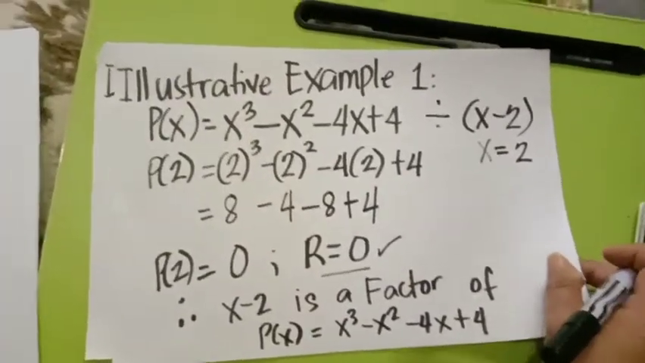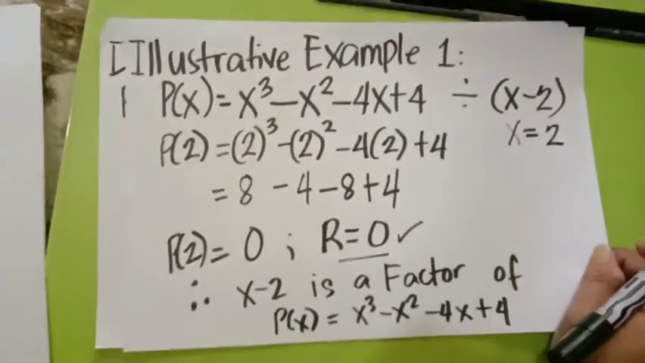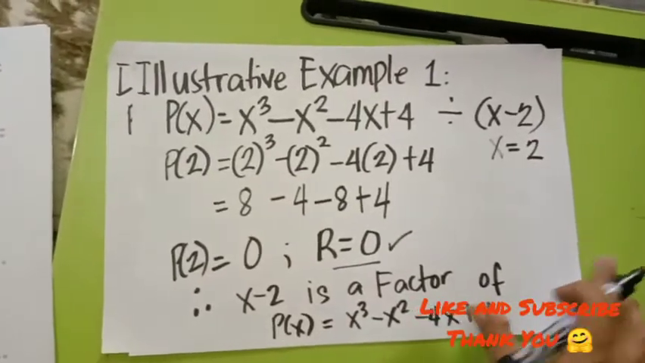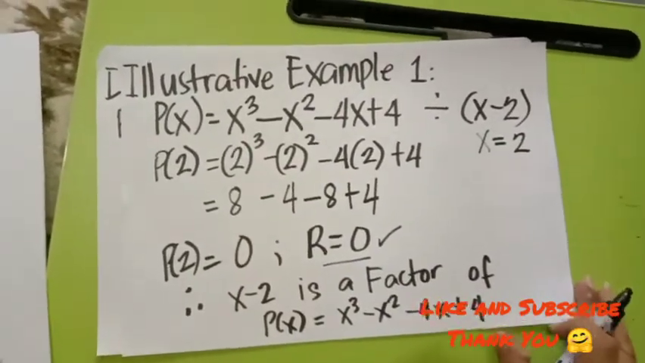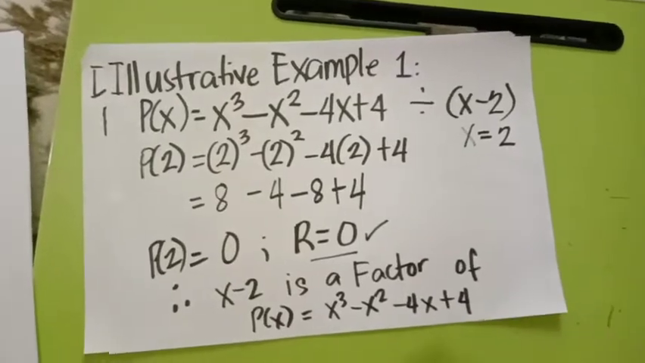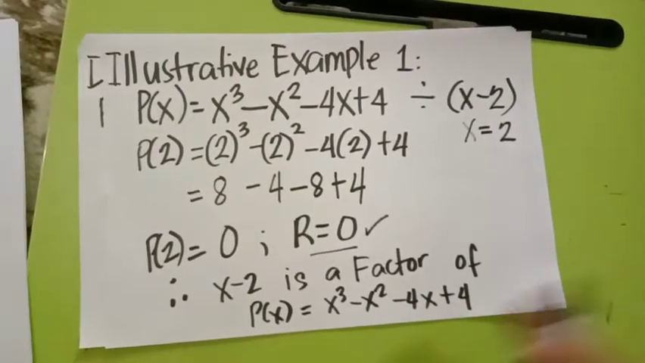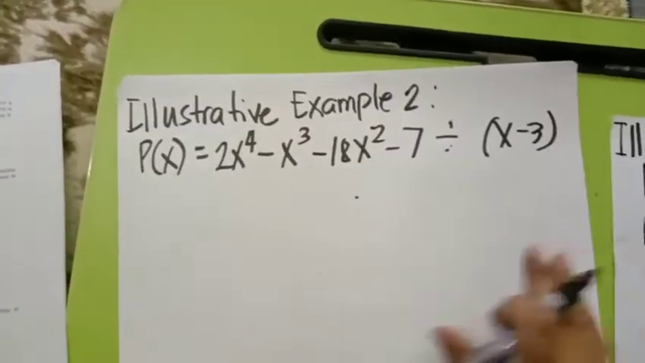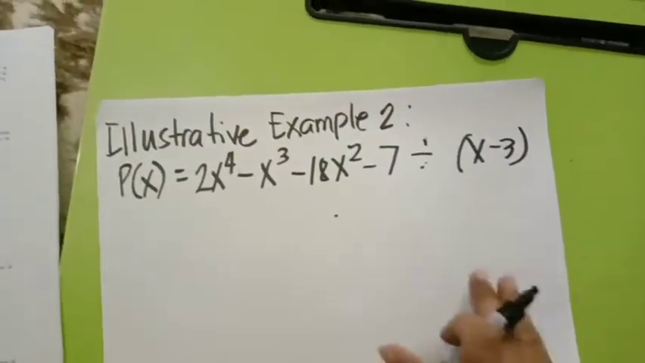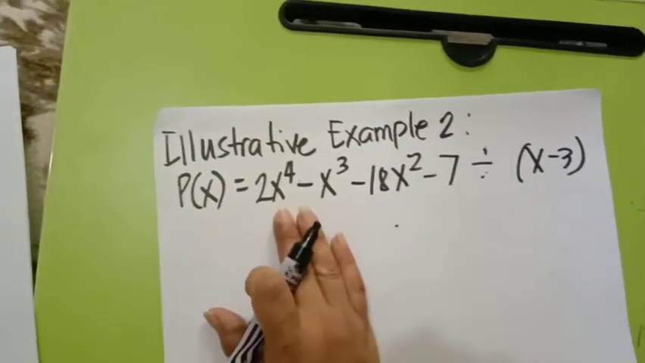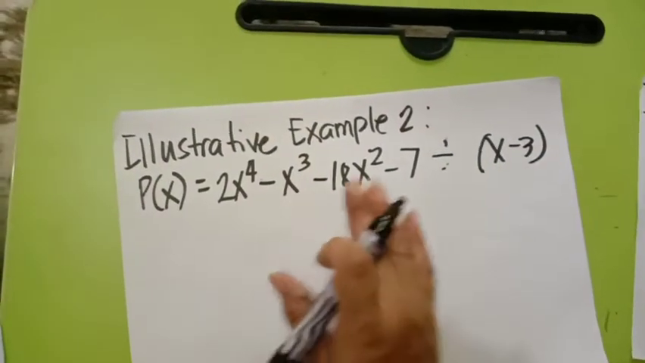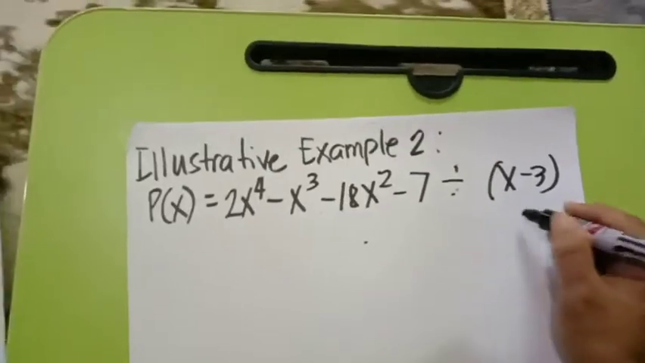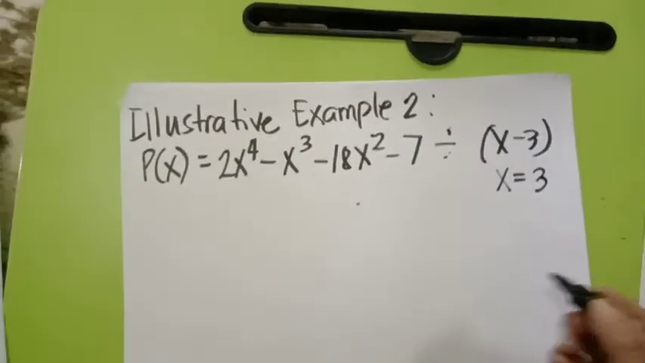So, hindi na natin gagamitin ang synthetic division kasi you already know what is the remainder theorem. Alam nyo na kung ano yung remainder theorem. Yun lang ang kailangan natin to be able to determine if the polynomial x minus c is a factor of the polynomial p of x. So, let's have another example. Yung illustrative example number 2 doon sa module nyo pa rin. P of x is equal to 2x raised to 4 minus x cubed minus 18x squared minus 7 divided by x minus 3. So, this will be x is equal to positive 3.